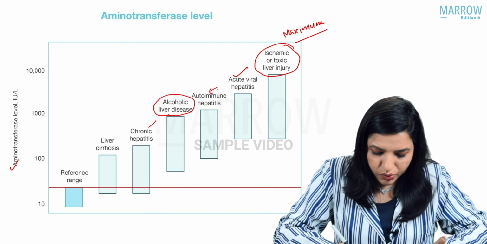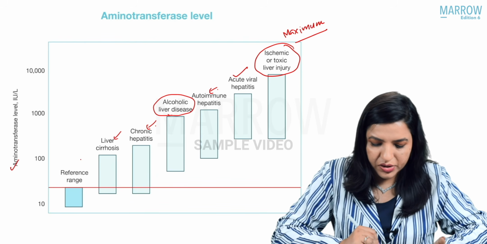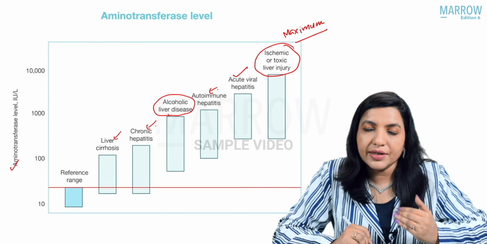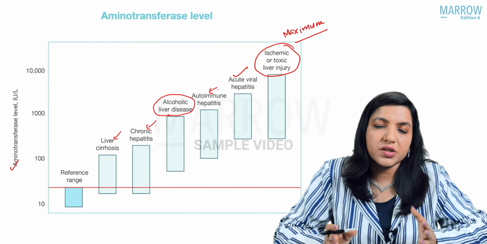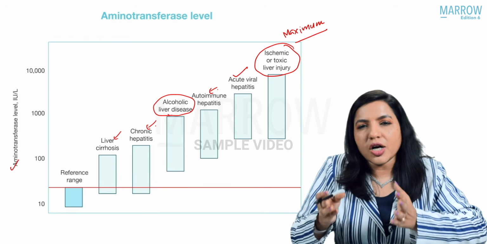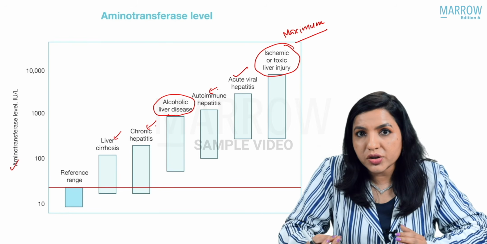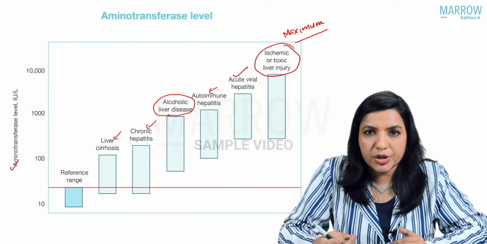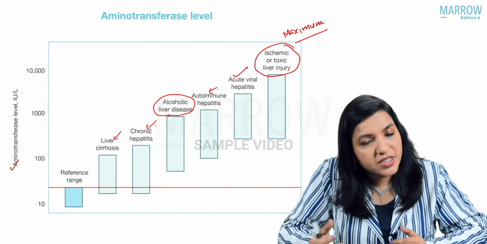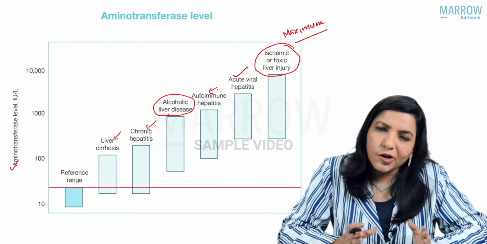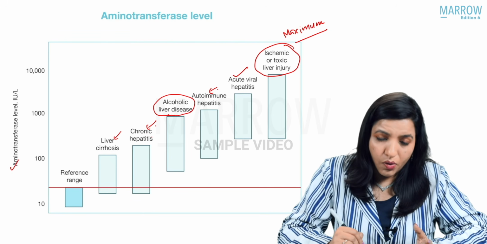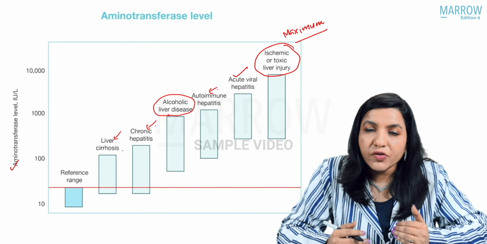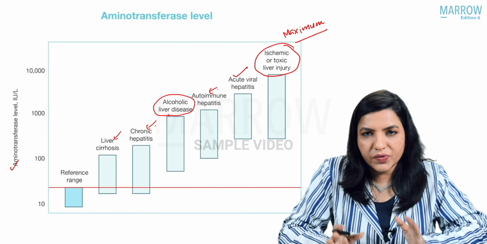Then if it goes to chronic hepatitis, liver cirrhosis, etc., the total amount of transaminases that is increasing is less. So in short, if it is an acute disorder, like an acute injury to the liver or acute inflammation, then there is marked elevation. Whereas if it is a chronic disorder like chronic hepatitis or liver cirrhosis, then the level of elevation is less. So that is what we can learn.